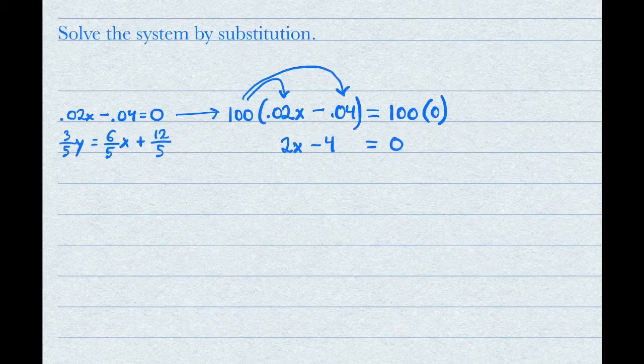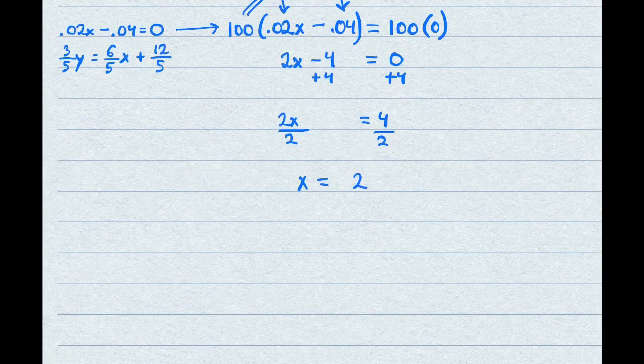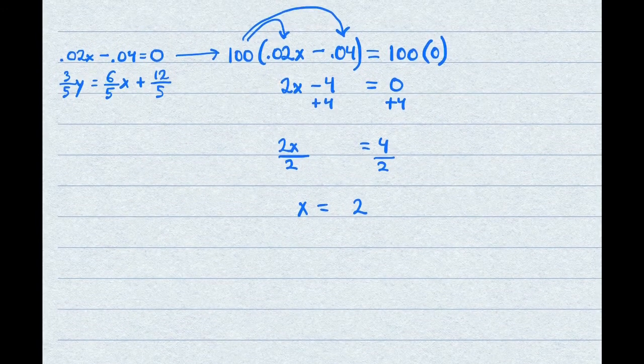All you have to do now is solve for x, and to do that you want to get x by itself on one side. So let's go ahead and add 4 to both sides. Then you have 2x equals 4. And to get the x by itself, you divide both sides by 2. So now you have x equals 2. So that takes care of one variable. Let's work on the second equation now.